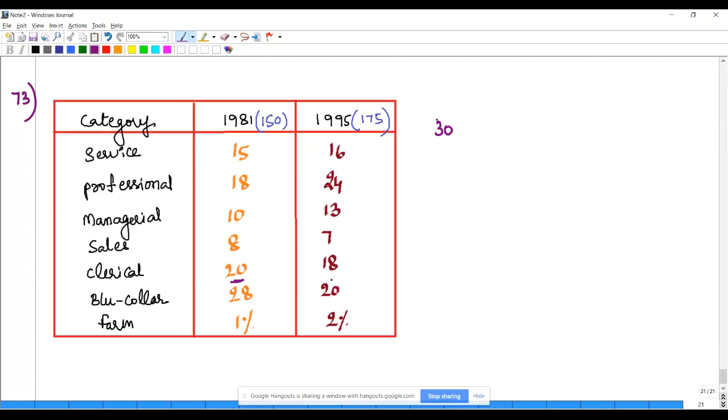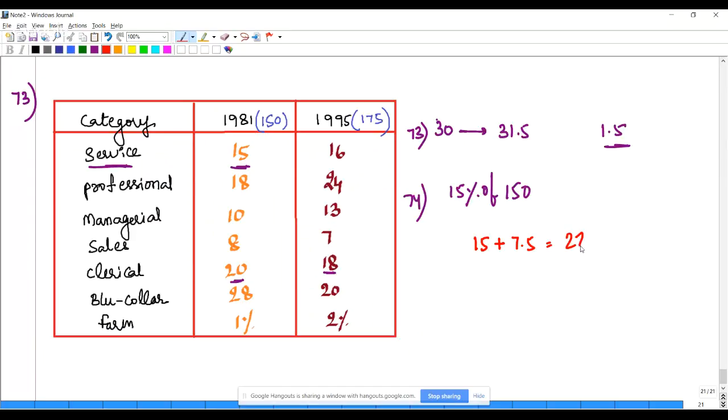Now here it is 18% of 175. If you look at it, it becomes 31.5. The increase is just 1.5 million. So that's how you do it. The next: in 1981, the number of service workers in the workforce in millions. In 1981, the service workforce is just 15%. So all you need to do is 15% of 150. 10% is 15, 5% is 7.5, which gives 22.5.